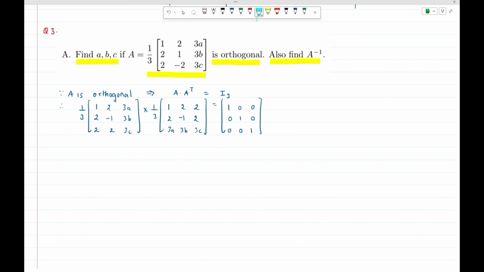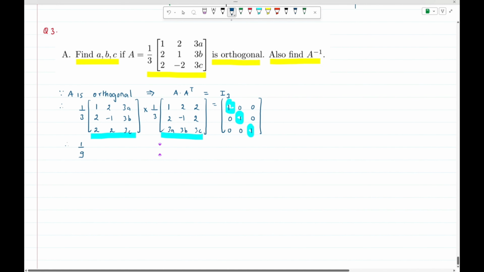Now as you can see, on the right side only the diagonals are significant, all non-diagonal entries are 0. So when we take the product of these two matrices, we will be only interested in the diagonal entries. So therefore the first diagonal entry will be 1 by 9, and that is going to come from the first row multiplied by the first column. So that is going to give us 1 into 1 plus 2 into 2 plus 3a into 3a, and that will correspond to 1 on the right side.